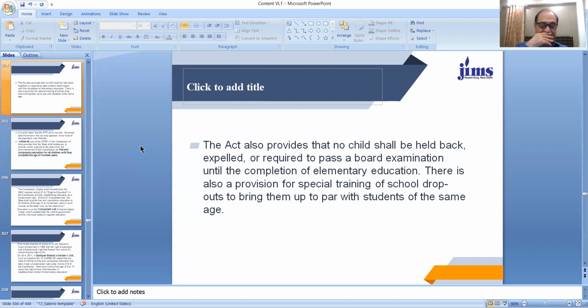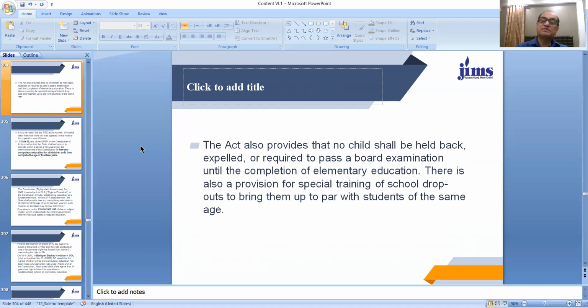And dear students, this act also provides that no child shall be held back, expelled, or required to pass a board examination until completion of elementary education. Up to the age of 14 years, no child shall be held back in a previous class. He shall not be expelled from the class. He shall not be required to pass a board examination.